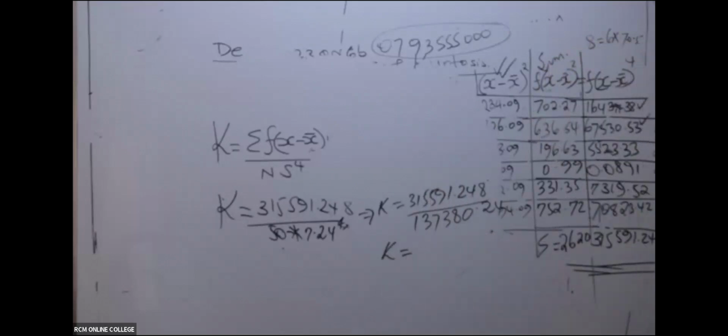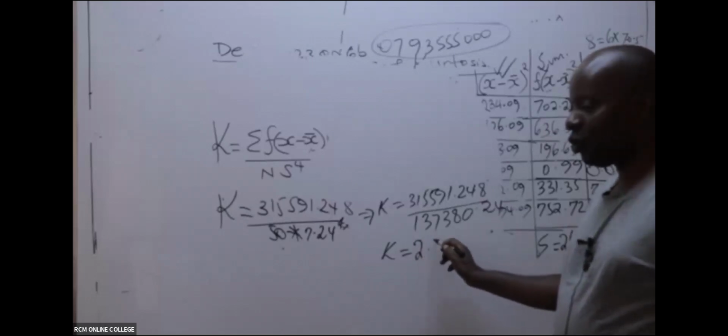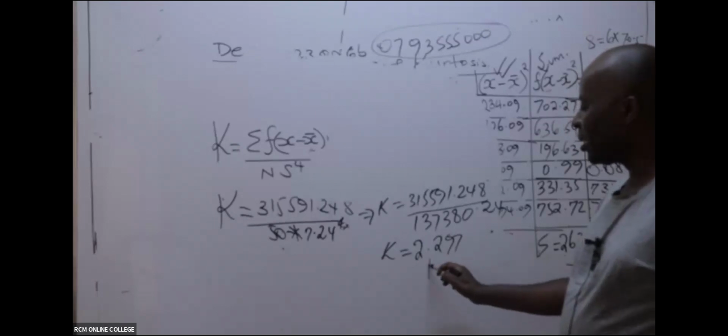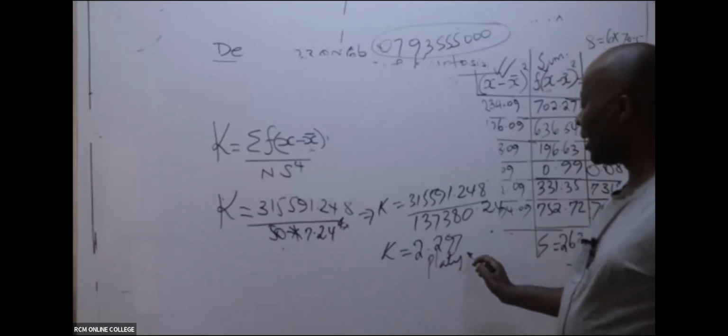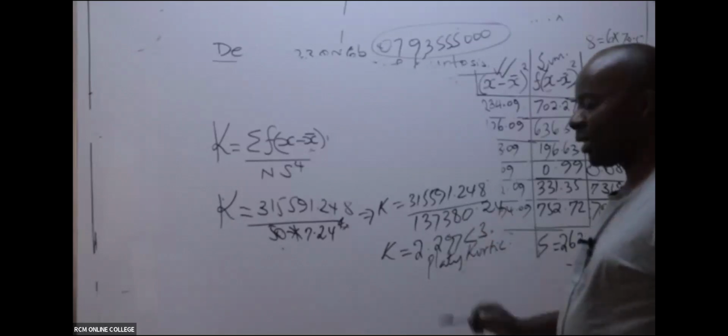You take this divided by this. So K, according to Rigathi, is supposed to be 2.297, which means what here? Platykurtic. Why? Because this is less than 3.